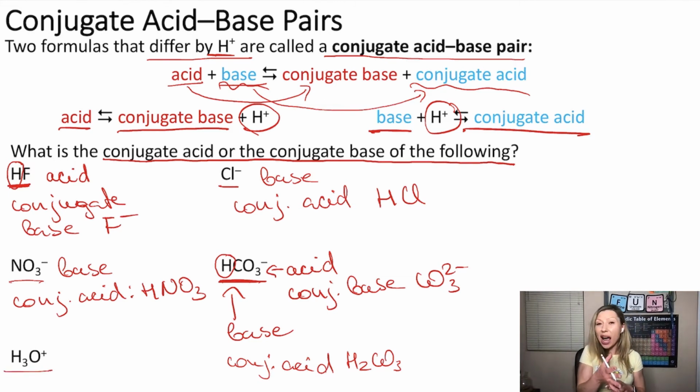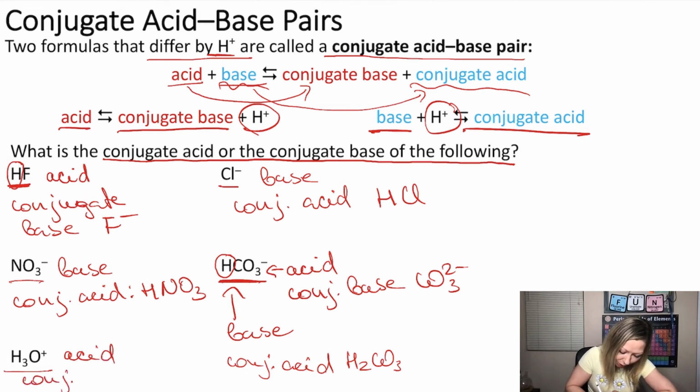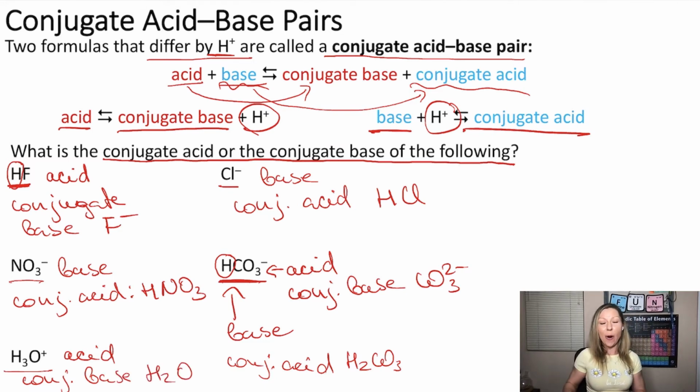Can we add more hydrogens to it? No, not really. There is not enough space if you draw out the Lewis structure, but we can definitely take away one. So the hydronium ion is going to be our acid in this case, forming a conjugate base of water or H2O. All right, I hope this makes sense so far.